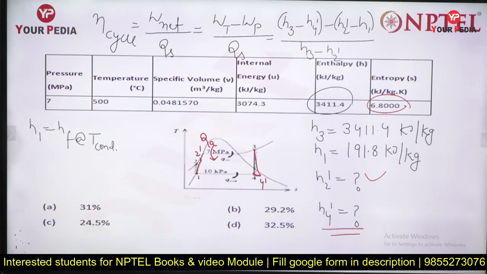Now you can match your answer and tell me what answer you are getting for this question number 1, guys. 4 options: 31%, 29.2%, 24.5% and 32.5%, guys. Please tell me what answer you are getting.